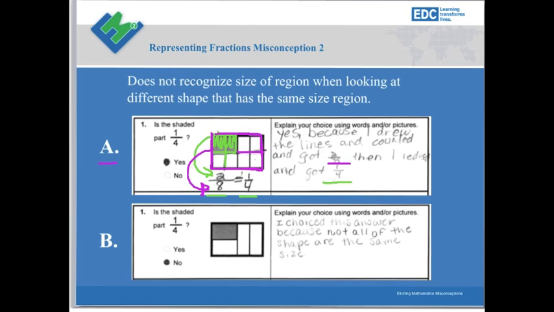Student B responded, "I chose this answer because not all of the shapes are the same size." This response indicates evidence of misconception 2. The student did not recognize the amount of the shaded region compared to the whole area because the shaded area had a different shape.